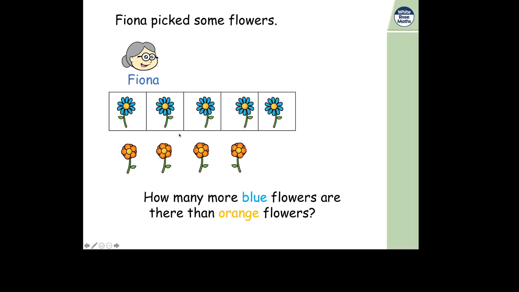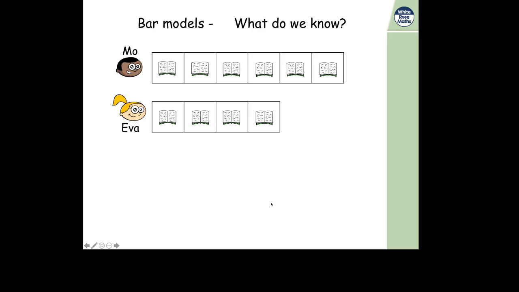We're going to put the oranges in a bar now, like this. We said we had 5 blues. 1, 2, 3, 4 oranges. So how many more do we have? It's this space here. How many extra ones would we need to add on to the orange to make the blue? So the answer is 1.